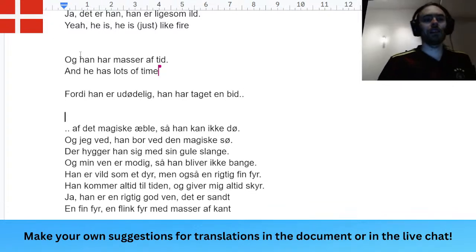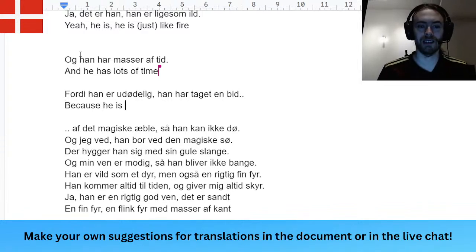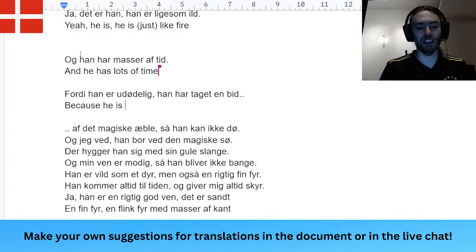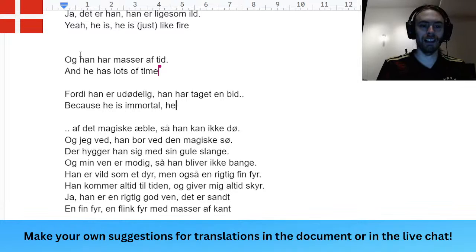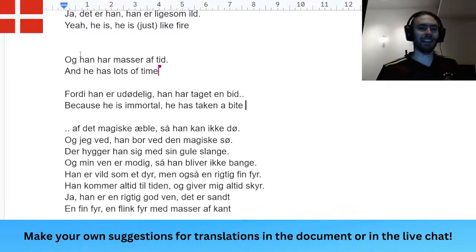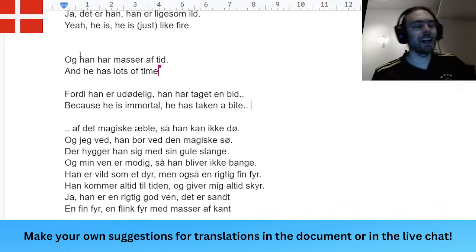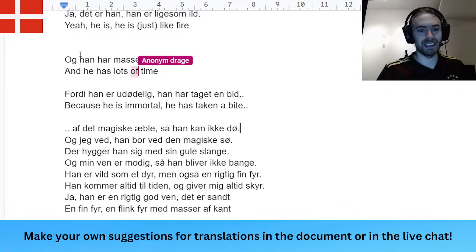Okay, cool. Fordi han udødelig. Han har taget en bid. Now, this one might be tricky, because what is udødelig? You know what dødelig is. He's immortal, right? He cannot die. Fordi han udødelig, because he is immortal. He has taken a bite. So this is of course not the full sentence. It continues in a second. Han har taget en bid. He took a bite of something.